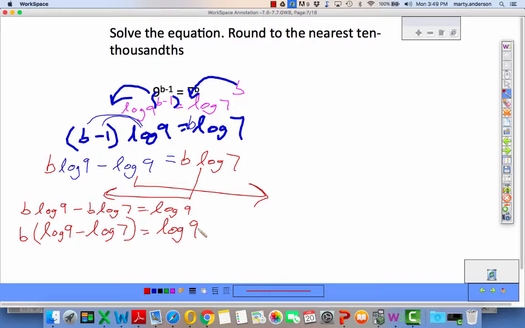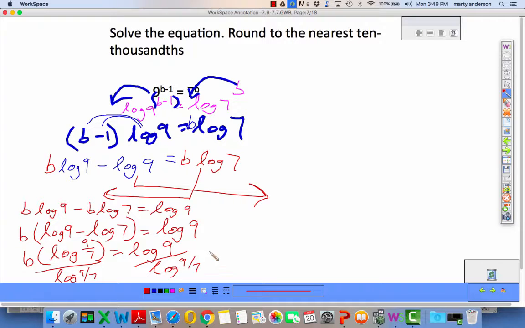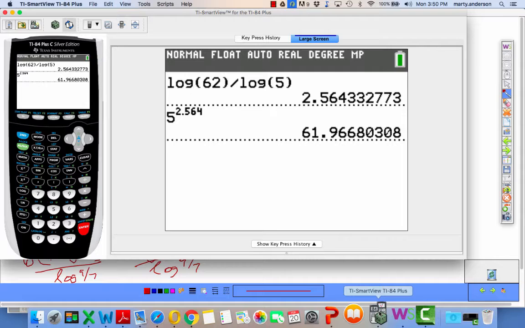Now, I could go right here and divide both sides by log 9 minus log 7, or I could recognize from what we did in 7.5 that this could be rewritten as b times log 9/7 equals log 9. Remember, subtraction of logs with the same base, you can turn it into a division problem. And now I can divide both sides by log of 9/7. And that's what will go into my calculator. Grab your calculator, log 9 divided by log 9/7, and it'll be wonderful.